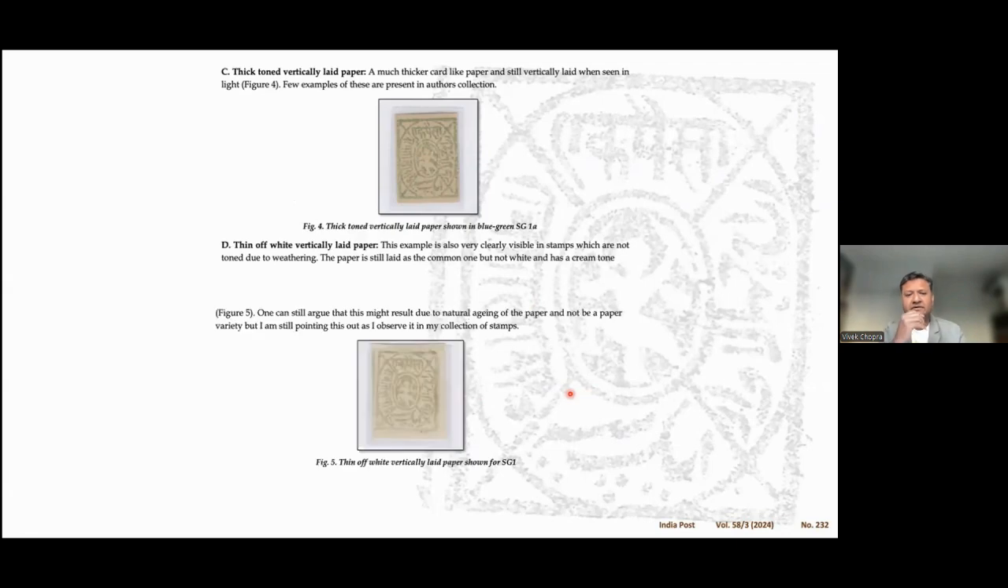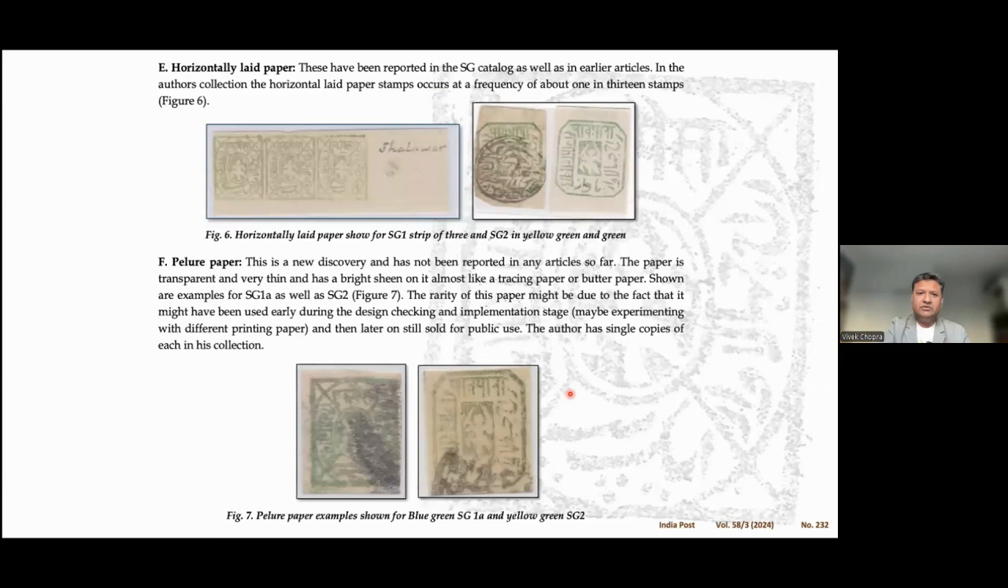Here is an example of a stamp on an off-white vertically laid paper. This is still thin, but it's not as white as it should be. One can argue that there might have been some toning because these stamps are 100+ years old, but I still highlight this as different because I feel the paper quality is slightly different from the normal vertically laid stamps that I see.